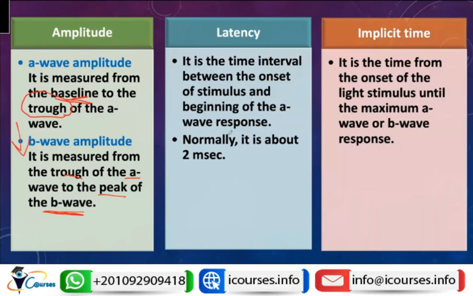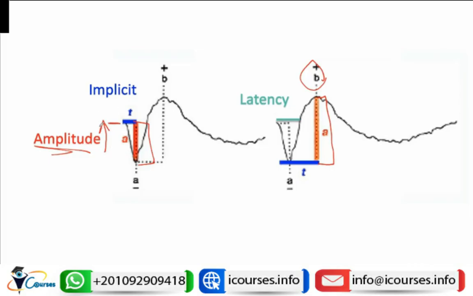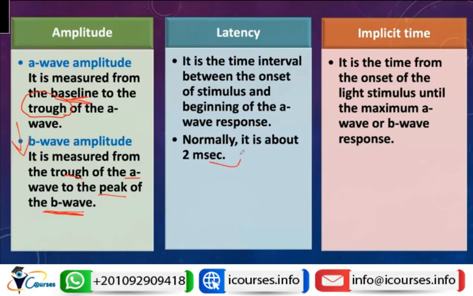The latency is the time interval between the onset of a stimulus and the beginning of the A wave response. So if we initiate the stimulus from here, and the A wave starts here, this is called the latency of the A wave. If we initiate the stimulus from here and the B wave starts from here, then this is called the latency of the B wave. Normally the latency of the A wave is about 2 milliseconds.